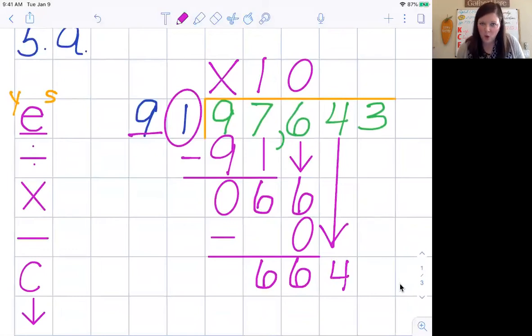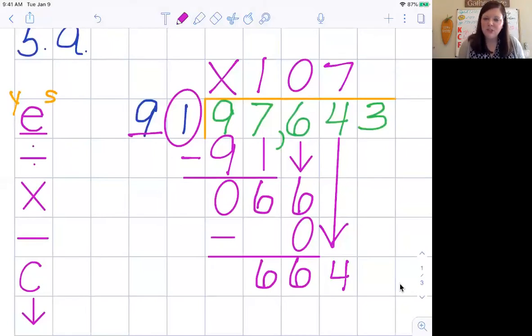Now that we've brought down, go all the way back up and start your steps again. Our first step is E, estimate. Look at your estimated number. Our estimated number is 9. 9 goes into 6. Well, it can't do it. So let's scooch over one more digit. 9 goes into 66. How many times? Well, let's see. If we were to count by 9s, the closest number that we get to is 63. 9 times what gives us 63? 7. That was the division part.